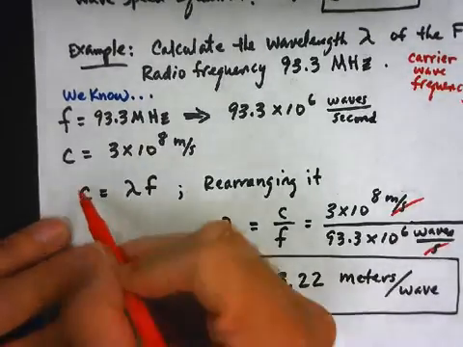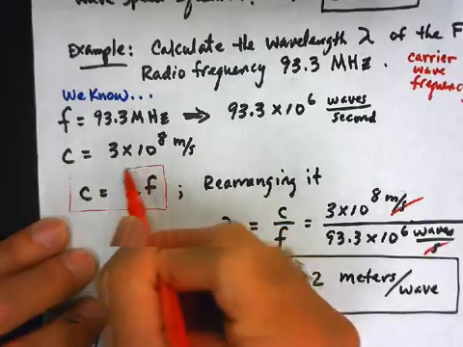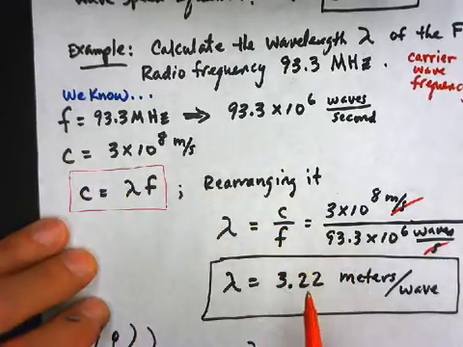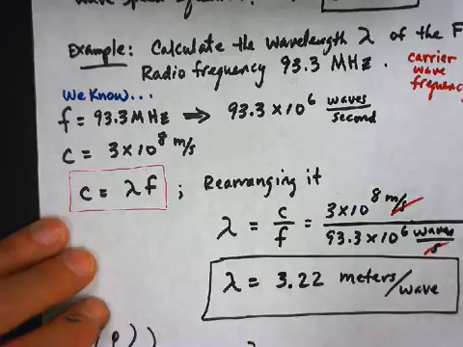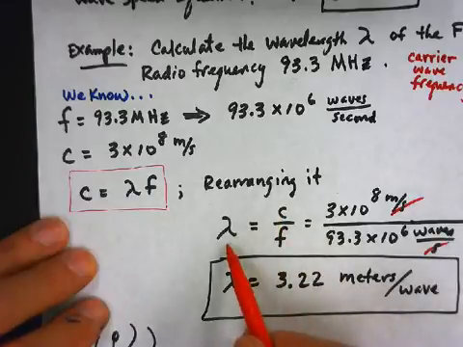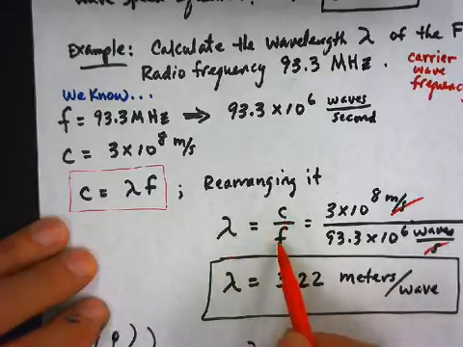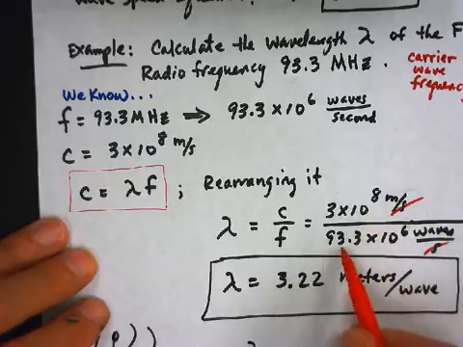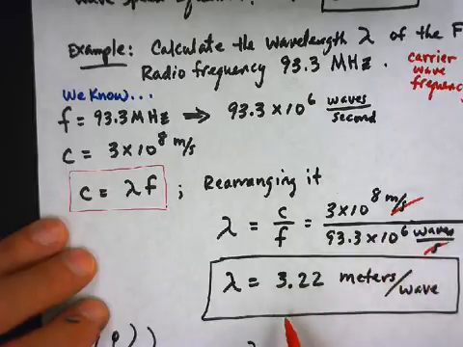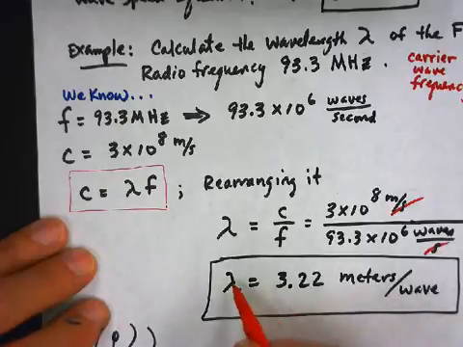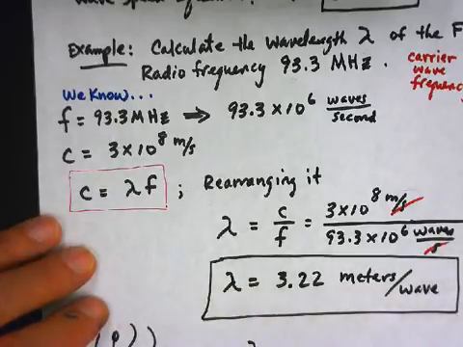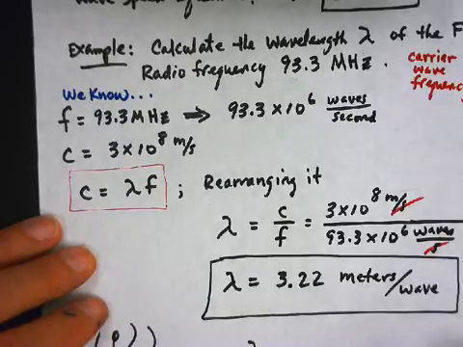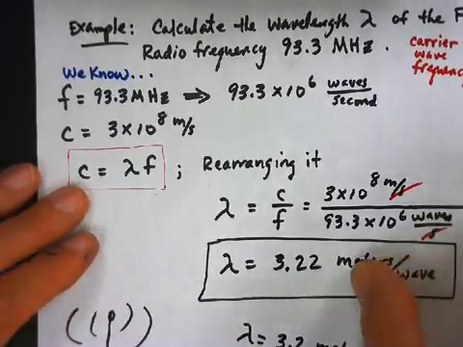Okay, the formula for wave speed, whether it's electromagnetic radiation or a mechanical wave like sound waves or water waves, is still wavelength times frequency. Rearranging it to solve for wavelength, we get wavelength lambda equals C over f. We'll plug in our wave speed of 3 times 10 to the 8th, the speed of light, divided by the frequency, and we get 3.22 meters for each wave, or just meters. So that's the wavelength of those electromagnetic radio waves transmitted from that radio station.